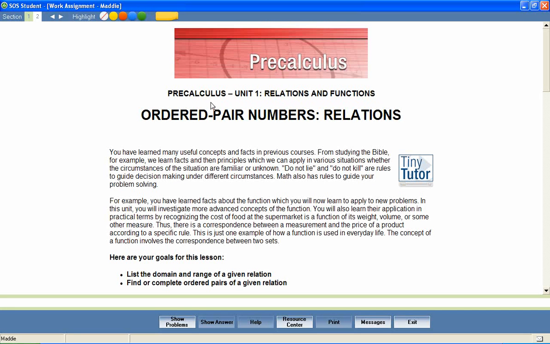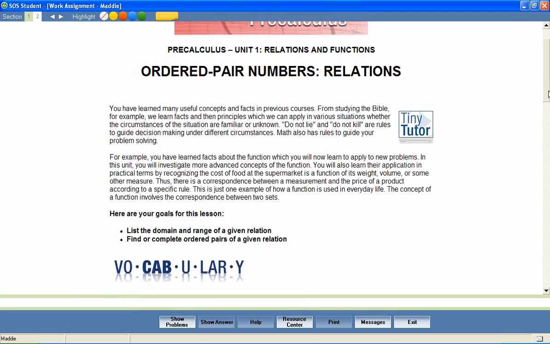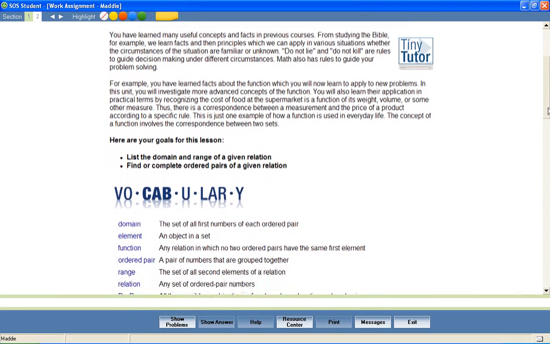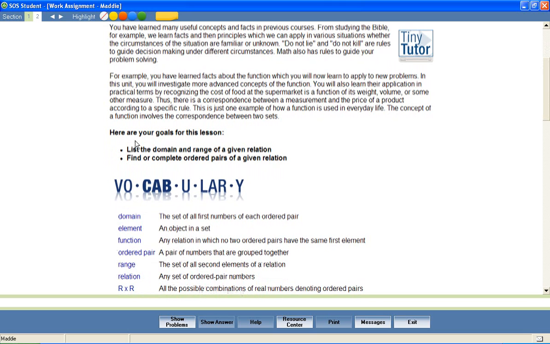In a unit entitled Relations and Functions, let's look at a lesson called Ordered Pair Numbers, Relations. Most Switched On Schoolhouse lessons begin with a brief introduction and a list of objectives for the lesson. These objectives help students stay focused on important lesson content and provide parents with an effective way to measure mastery of lesson content.